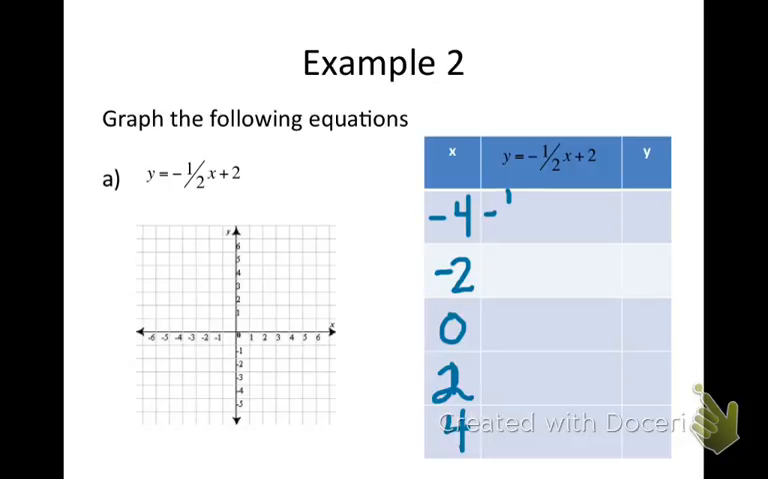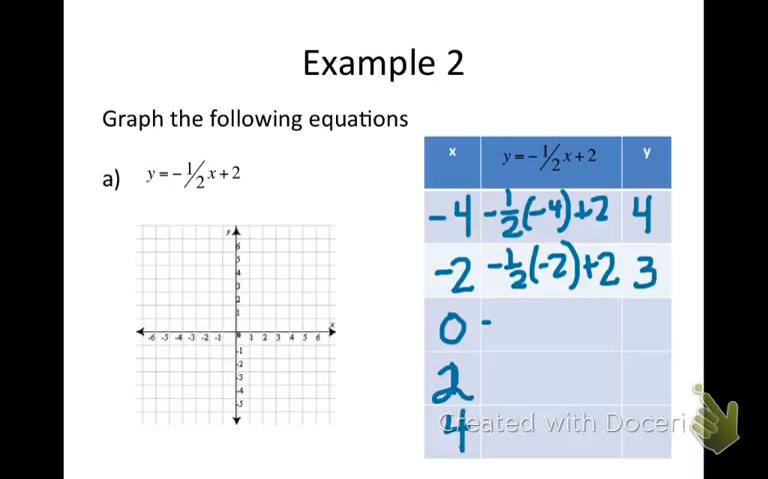Now substitute them in. So -1/2 times -4 plus 2. And then you do the math, and I'll let you do the math mentally. I'll let you do the math on your calculator, but I do want to see you rewrite the equation with the substituted value. So a negative times a negative is a positive. Half of 4 is 2. 2 plus 2 is 4. -1/2 times -2. A negative times a negative is positive. This will be a positive 1. Positive 1 plus 2 is 3.